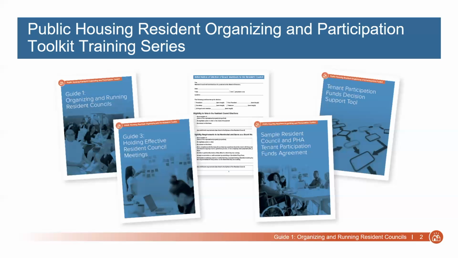Part 3 is made up of tools for the effective use of tenant participation funds. There is one training which covers the 3 tools provided: the Sample Resident Council and PHA Tenant Participation Funds Agreement, the Budget and Work Plan template for tenant participation funds, and the Tenant Participation Funds Decision Support Tool. Part 4 of the toolkit includes case studies and profiles of resident councils and PHAs that support resident organizing and participation across the country. While the case studies do not have specific associated trainings, they're referenced throughout the training series.